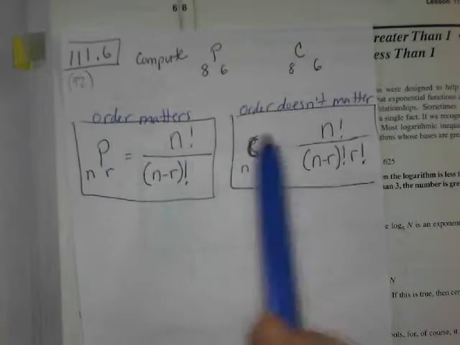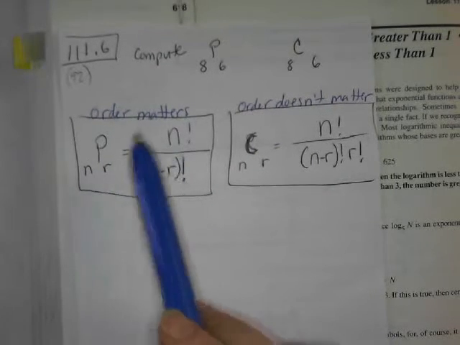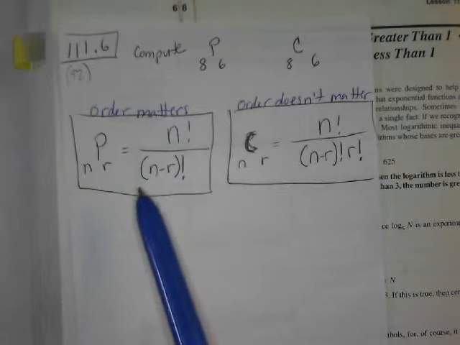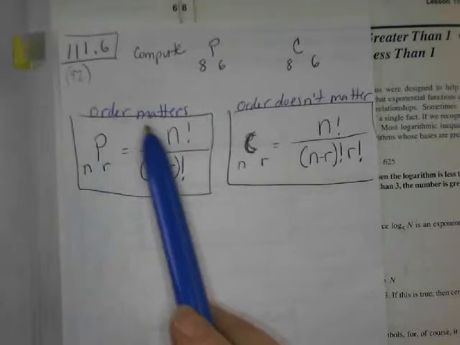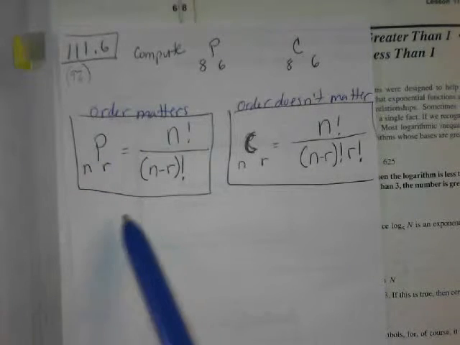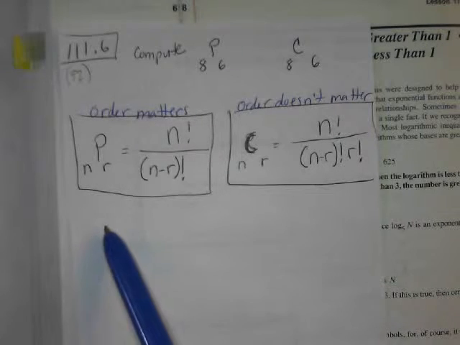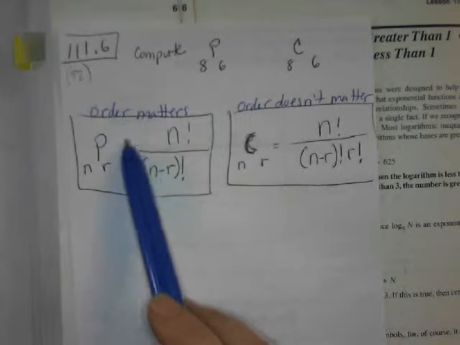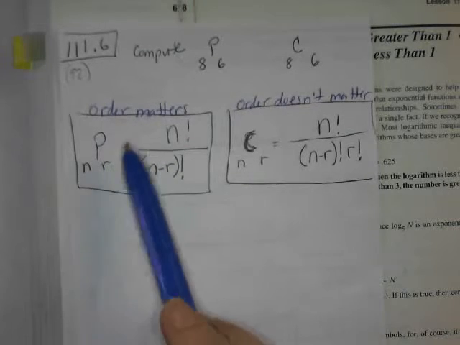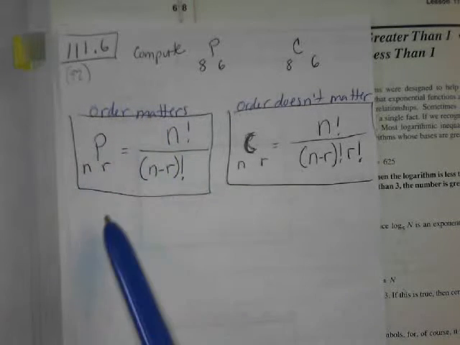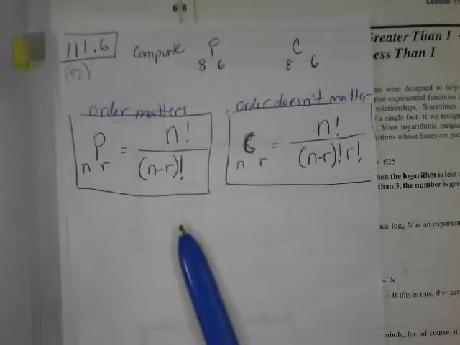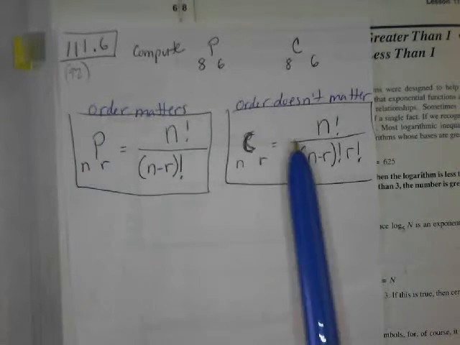So you could have more passwords this way, because you could use 3 numbers, but you could put them 123 or 321 or 231 or 213. There's a lot of different ways you could order the numbers, and the order would matter. Every different way you order it would be a different password. But this is one where the order doesn't matter.